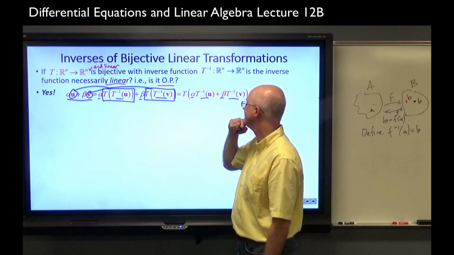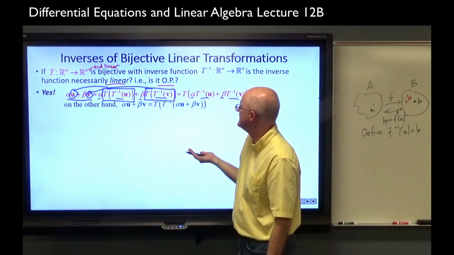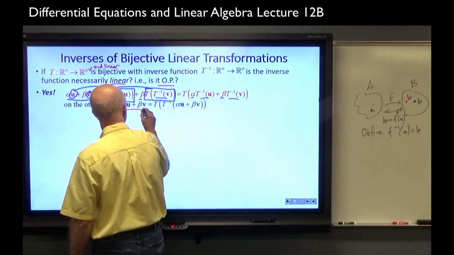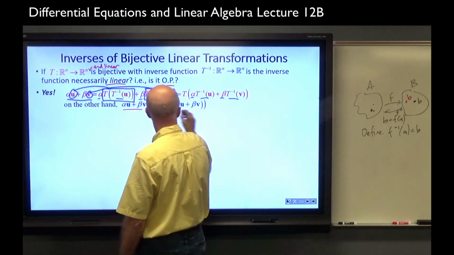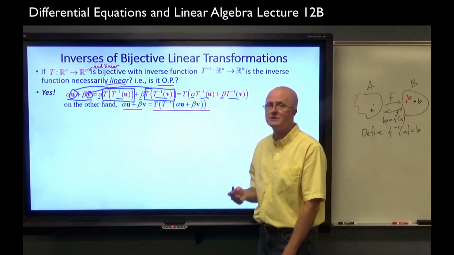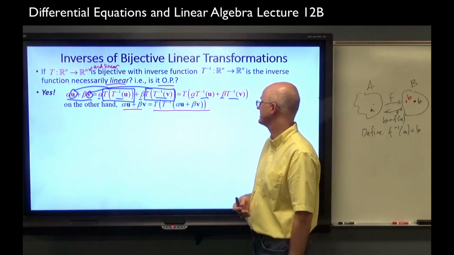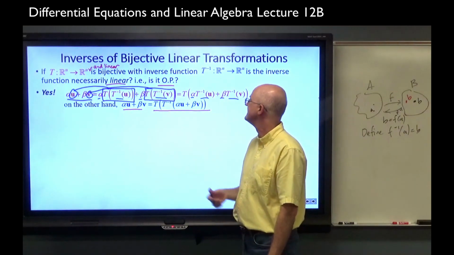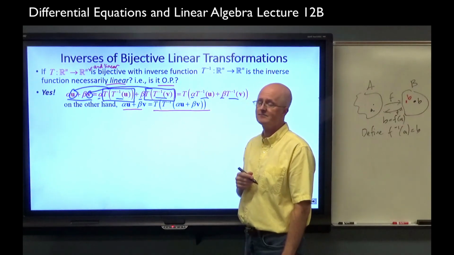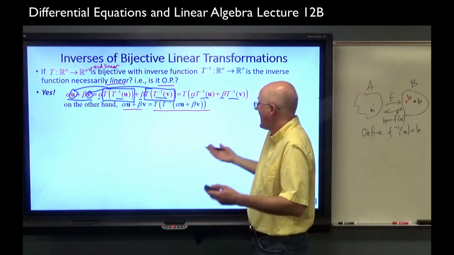Okay, so what? On the other hand, I can also say by the definition of inverse functions that alpha u plus beta v equals this. There I'm just using the fact that T and T inverse are assumed to be inverse functions. This quantity equals T of T inverse of itself. Okay, what next?